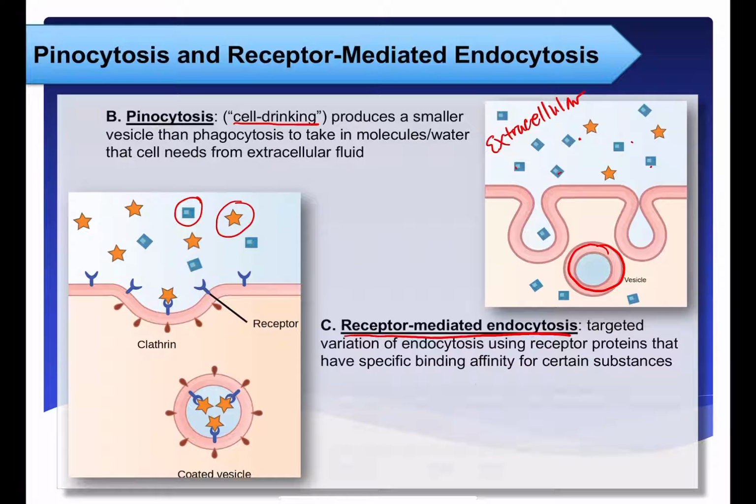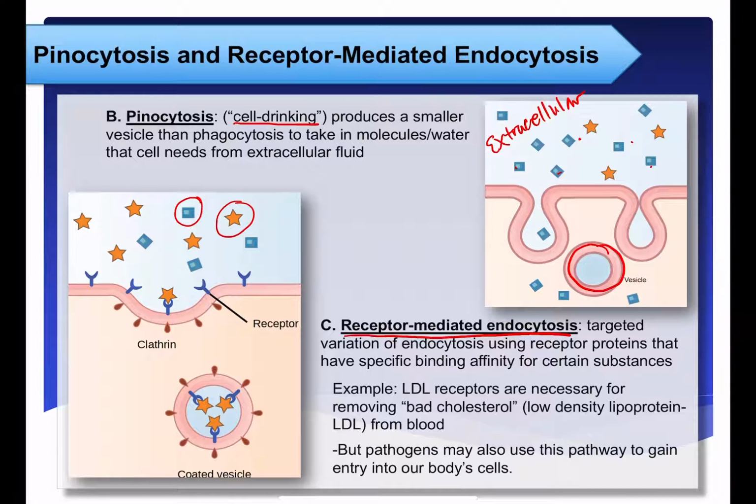This is a targeted or specific particle to undergo endocytosis. For example, LDL receptors are necessary for moving the bad cholesterol from your blood into other places for storage. Pathogens may also use this pathway to gain entry into our body cells, so it can work against us as well. But in normal circumstances in a healthy individual, we want that specific target molecule, so we want receptor-mediated endocytosis. The keyword there is targeted.